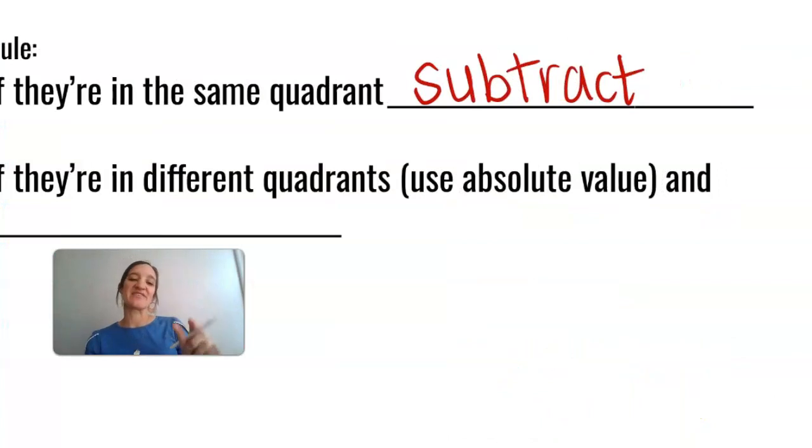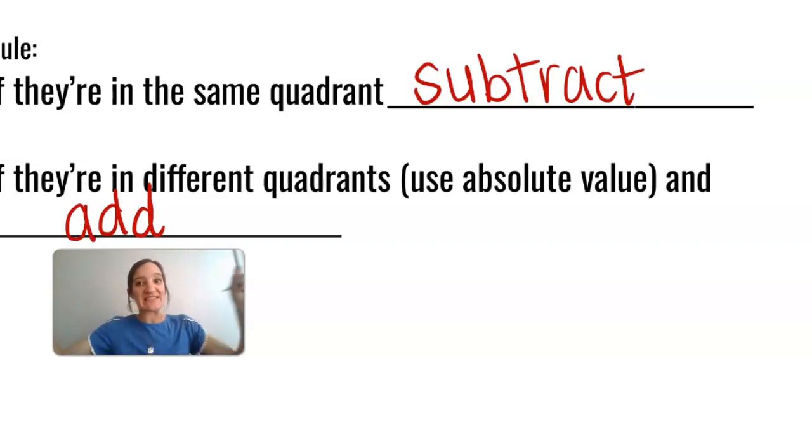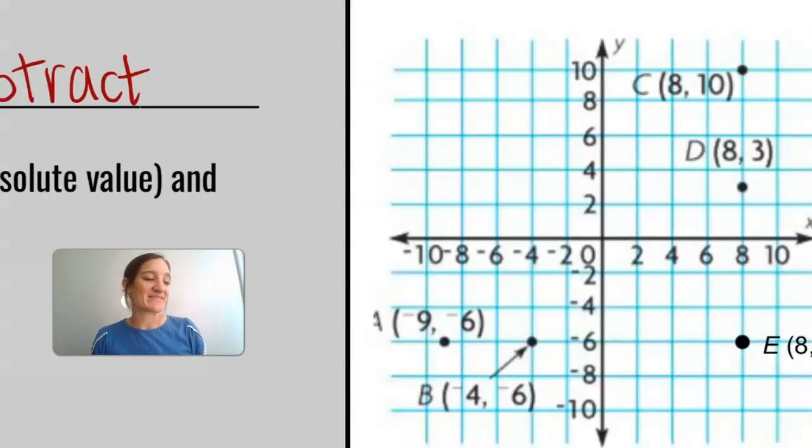So if they're in the same quadrant, we're going to subtract. If they're in different quadrants and they go over either the x or the y-axis, then that's when we are going to add the different coordinates. So the first thing we're going to look for when we're looking for distance is: are they in the same quadrant or are they in different quadrants? Do they stretch out over an x or y axis?